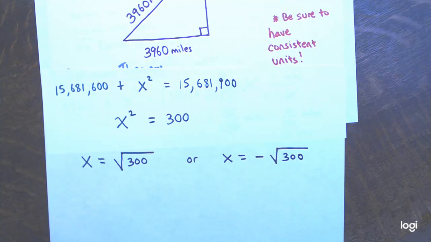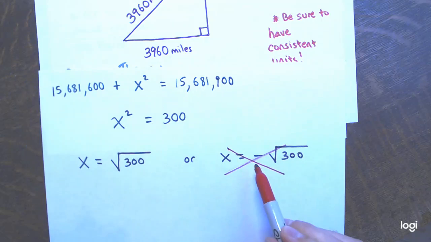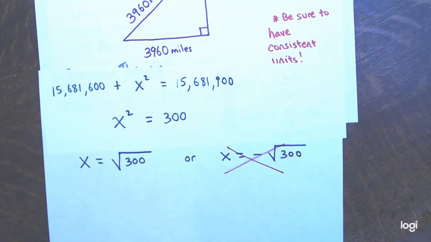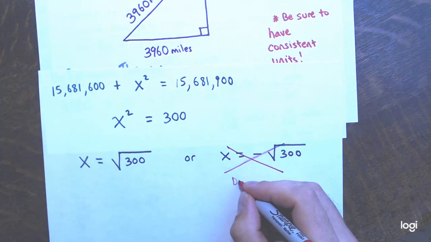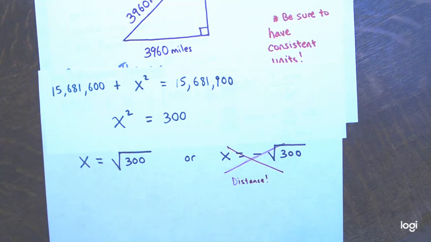But like I mentioned earlier, we're talking about length here. The question was, how far could the sailor see? So I'm not going to count this one with the negative answer. Again, because we're talking about distance, we're talking about length. That's why I'm Xing out the negative square root of 300.